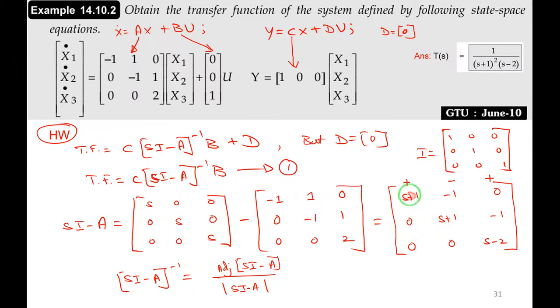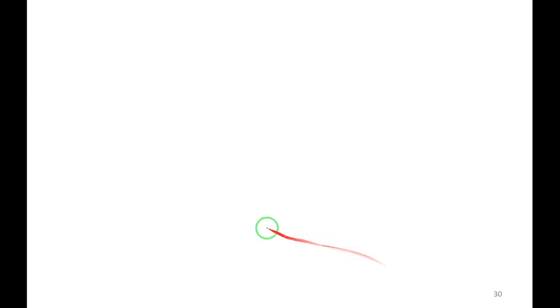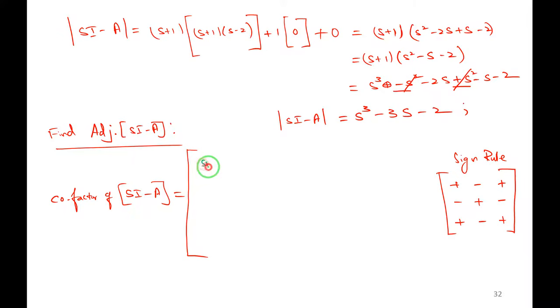The cofactor of s plus 1 I want. So leave this column, leave this row. Let me change the ink color so that I will not go wrong. So I am finding the cofactor of this s plus 1, right? Leave this column, leave this row: (s plus 1) into (s minus 2), and 0 minus 0. So (s plus 1) into (s minus 2). Okay, the cofactor is over.